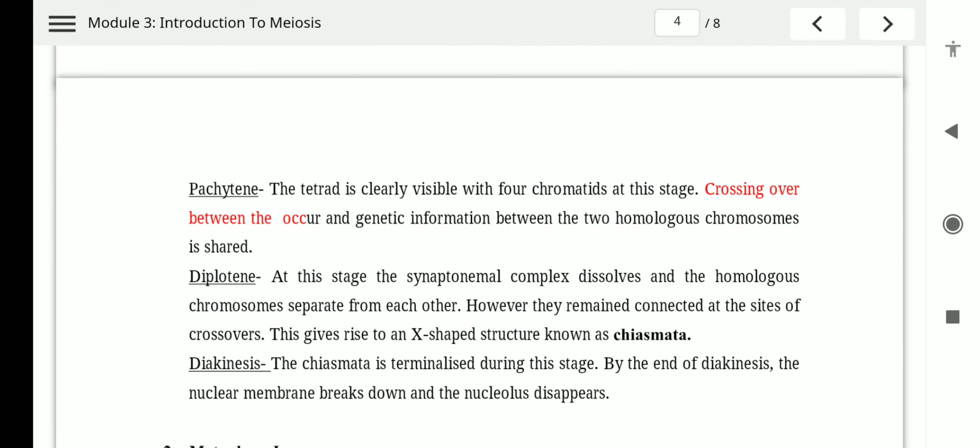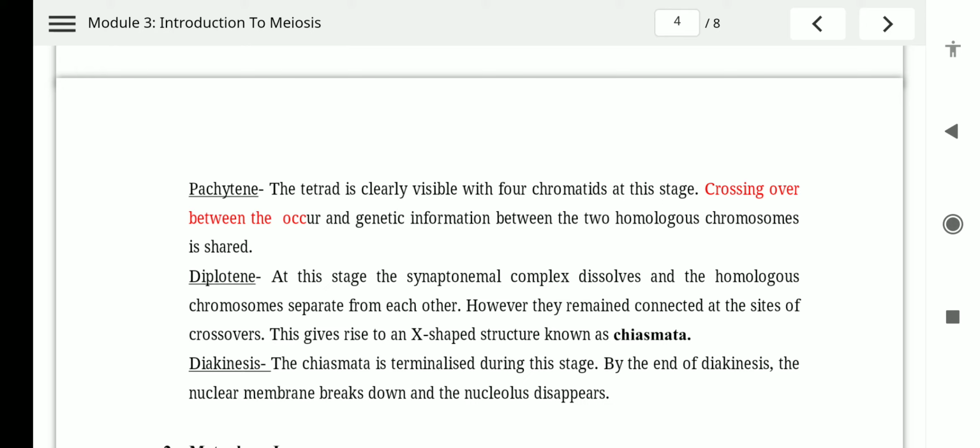It is a very important stage. The tetrad is clearly visible with the four chromatids, and crossing over occurs. Genetic information between two homologous chromosomes is shared. So, the chromatids of the two homologous chromosomes get exchanged, and that process is called crossing over.